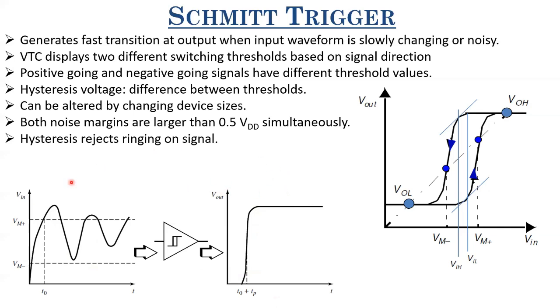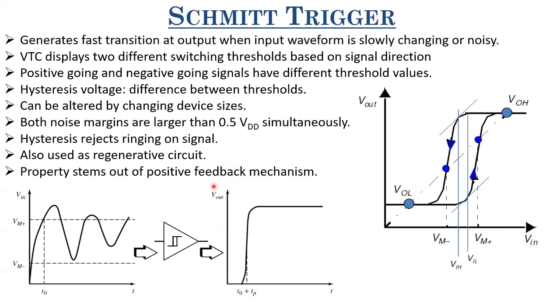So the hysteresis rejects the ringing on the signal, and this can also be used as a regenerative circuit. Why? Because it can be used to produce a fast transition at the output. And what exactly leads to this kind of hysteretic behavior? Here also, it's the result of a positive feedback mechanism.